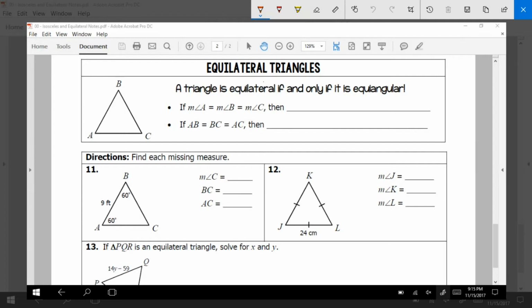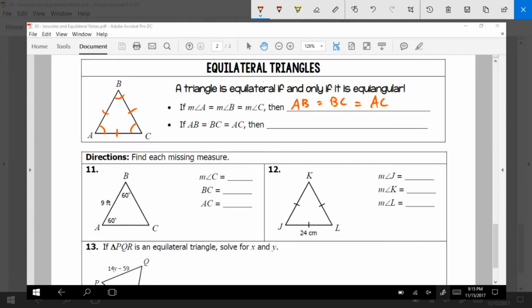So take a look. If the measure of angle A equals the measure of angle B, so I'm going to label it on my thing, those two are congruent, equals the measure of angle C, then what does equilateral mean? Equilateral means all the sides are the same. Then that means AB equals BC equals AC. Look, AB congruent to BC congruent to AC. All three sides are congruent. All three angles are congruent. All three measures are the same.